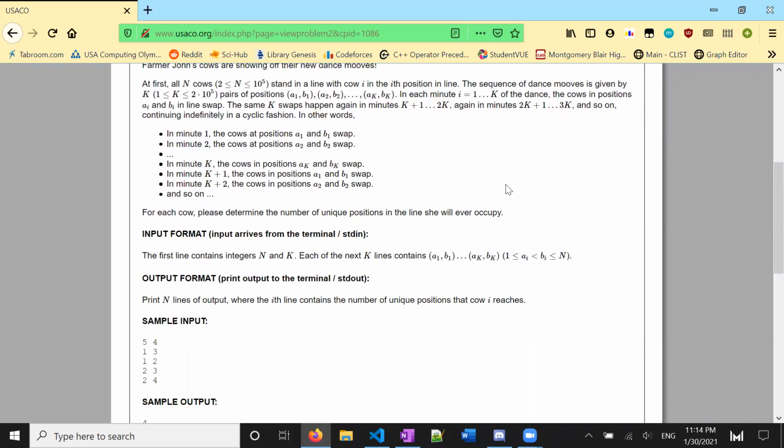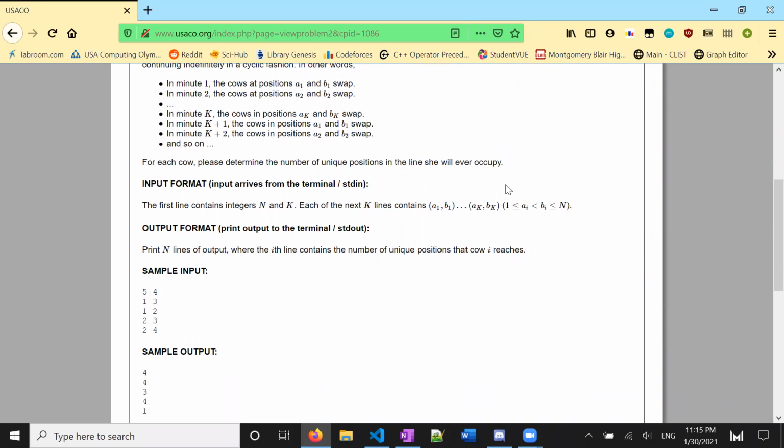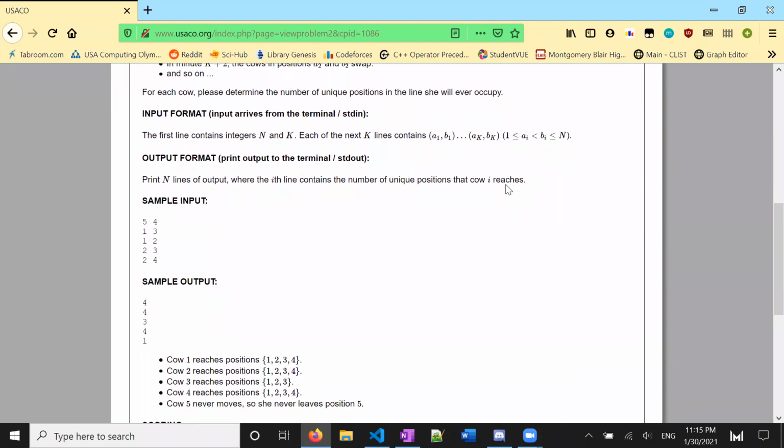For example, the first swap swaps the cows at positions A1 and B1. The second swap swaps cows at positions A2 and B2, and so on and so forth. And after the kth one, we cycle again back to the first swap. And so we want to know, after applying these swaps over and over again until the end of time, how many unique positions will each cow end up occupying?